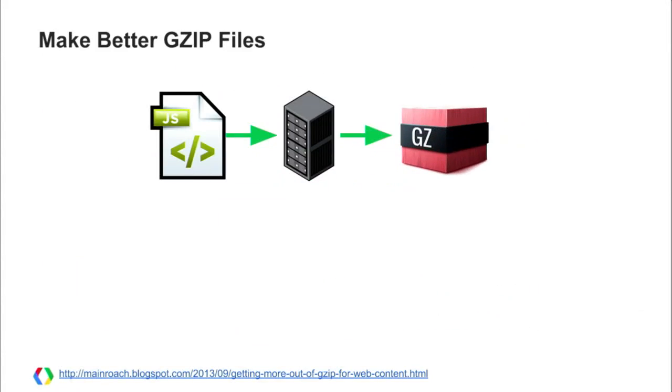So first off, we can actually generate better gzip files. A lot of people don't understand this, but when your server creates your gzip file, a lot of them are only tuned to compress it at a factor of 6.